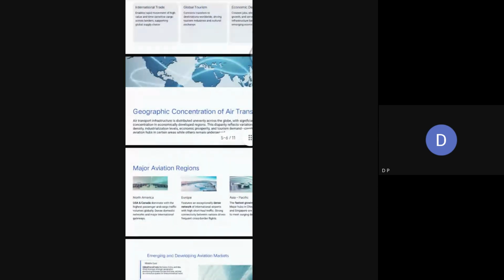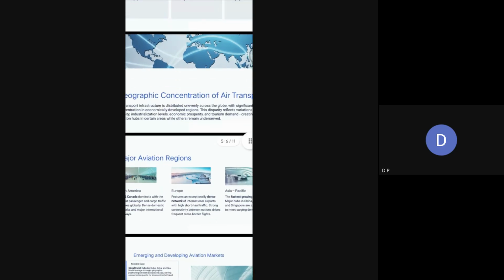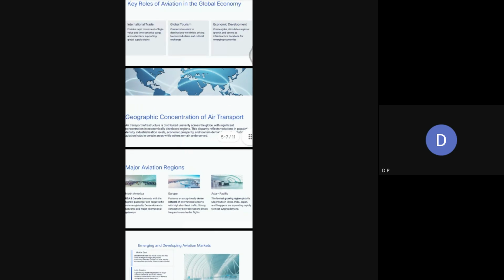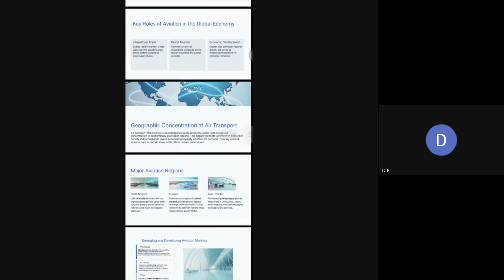Major aviation regions. First, North America: USA and Canada dominate with the highest passenger and cargo traffic volume globally. Second is Europe, which features an exceptionally dense network of international airports with high short haul traffic. Asia Pacific is the fastest growing region globally, with major hubs in China, India, Japan, and Singapore expanding rapidly to meet soaring demands.